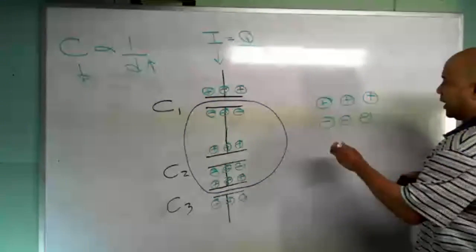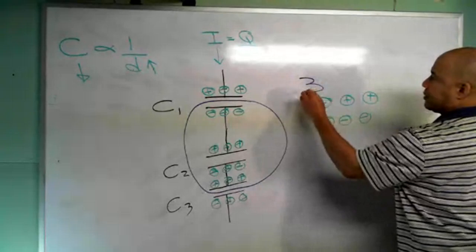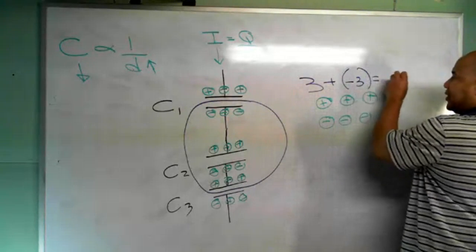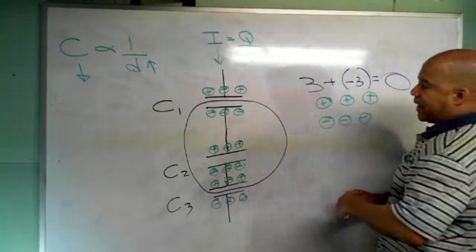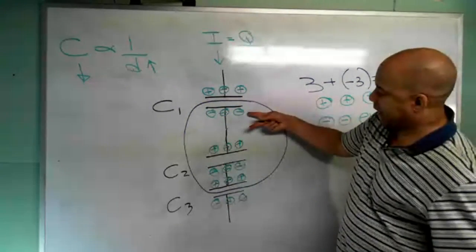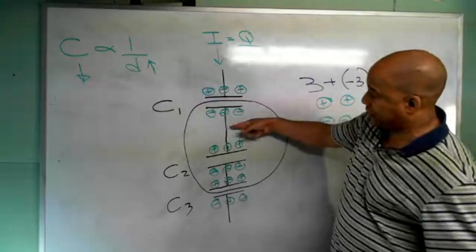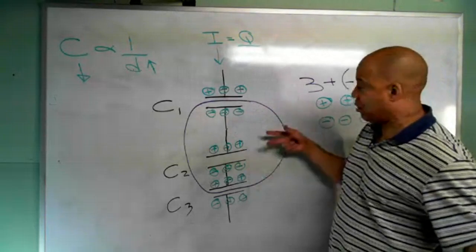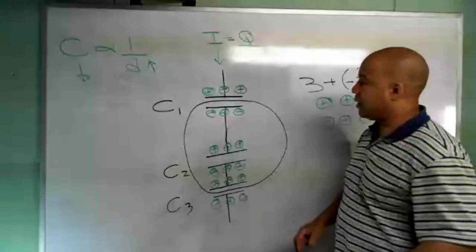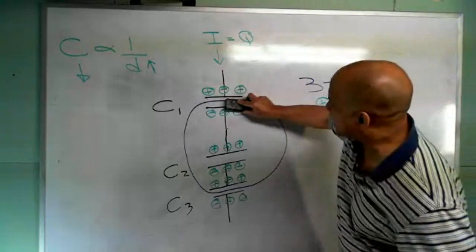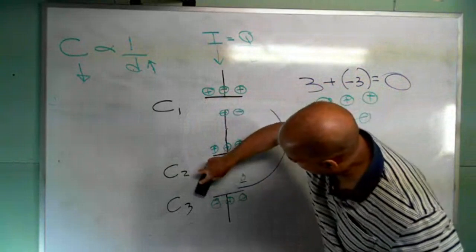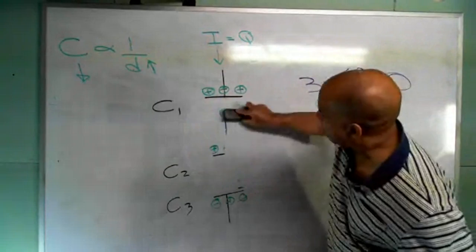Well, you know that if I have 3 positive charges and I add to it 3 negative charges, what I'll get is 0 charge. So basically, I got 3 negatives and 3 positives. They can come together through this connection. And on the bottom here, I have 3 negatives and 3 positives. They can also move through that wire and come together. So basically, all the charge inside of this circle cancels out to 0.